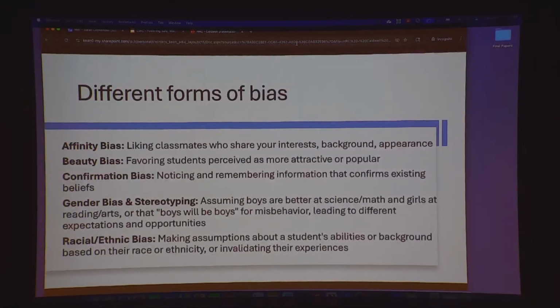So let's look at the first one, affinity bias. Liking classmates who share your interest, your background, or your appearance. Okay, our next one is beauty bias. Anyone hear of beauty bias before? Okay, a couple of us.